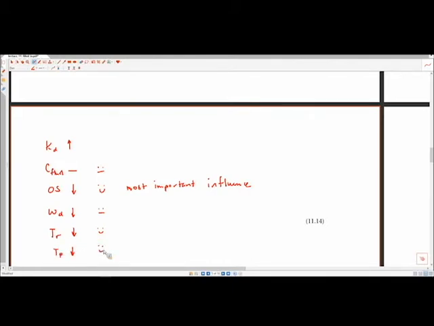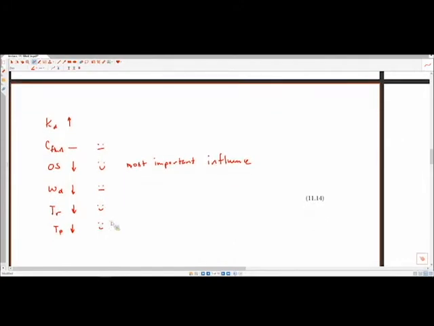And then another thing in terms of what comes with adding damping to the system is we decrease the settling time. This would be second most important.